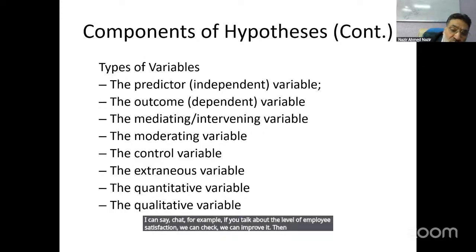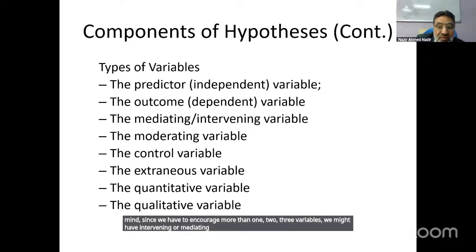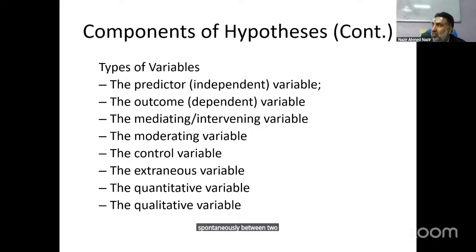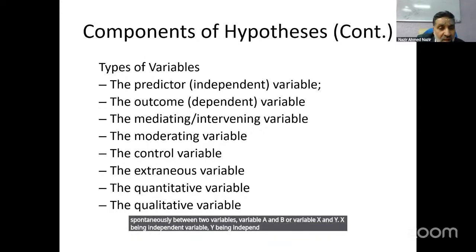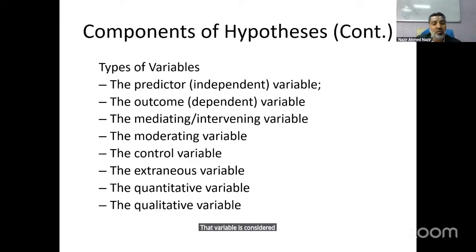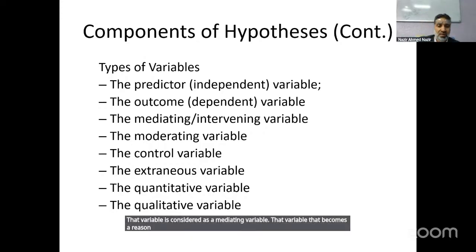Then we have to keep in mind, since we have to encourage more than 1, 2, 3 variables, we might have intervening or mediating variables. We suggest that relationships do not exist spontaneously between two variables, variable A and B, or variable X and Y, X being the independent variable, Y being the dependent variable. But there are some mediating variables that become a cause for this relation. That variable is considered a mediating variable, the variable that becomes a reason for the mediation. So X and Y are connected to each other because there is some mediator in between.